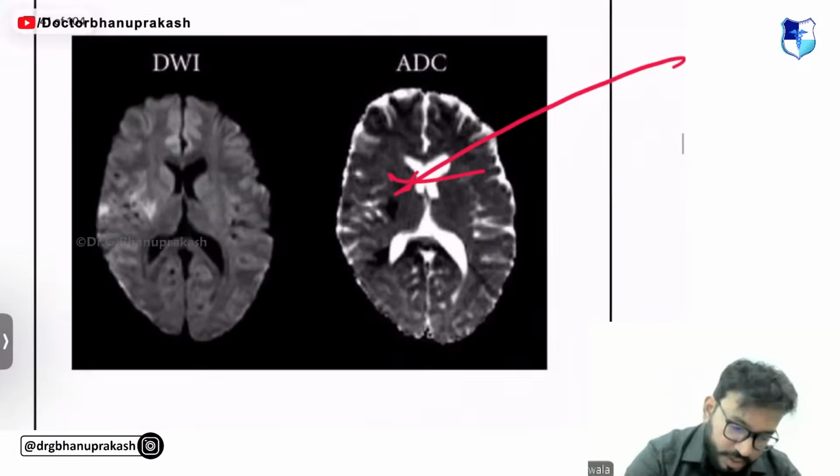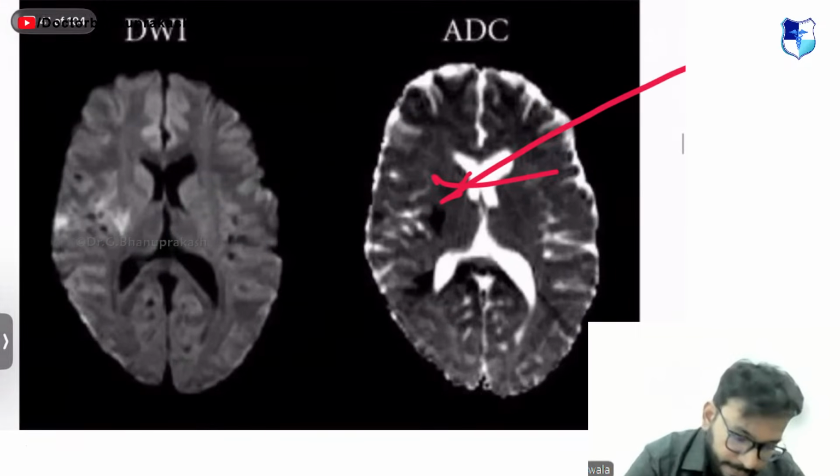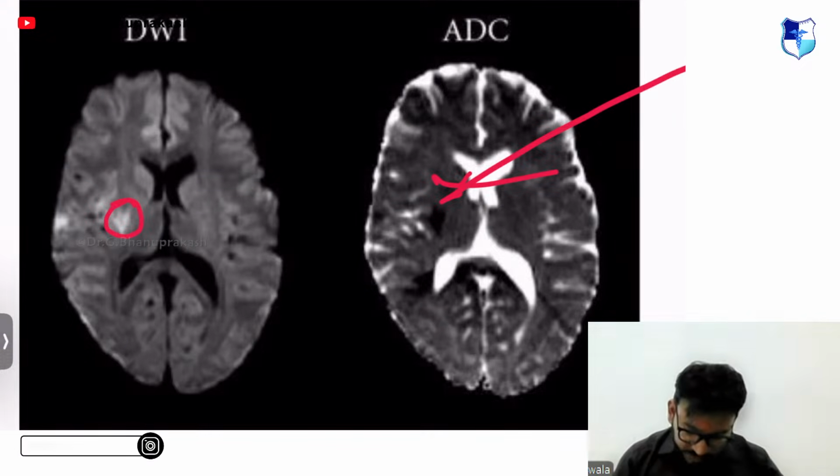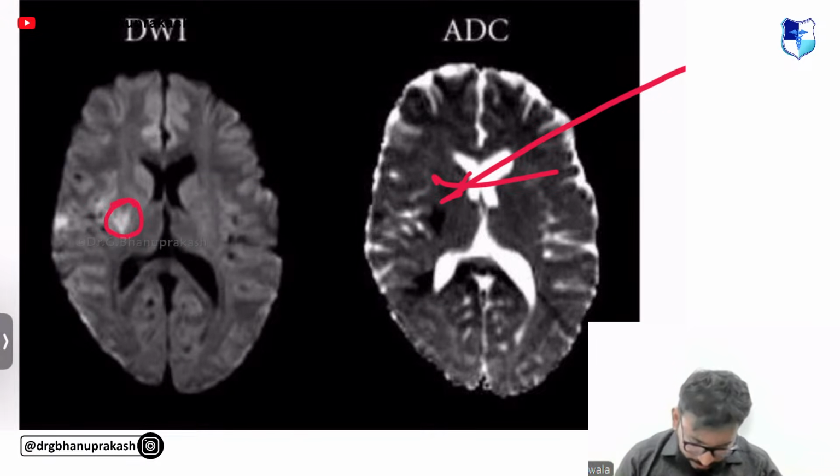Same regions. Look at this. If you don't understand, look at this. Can you appreciate this area here on DWI? Is it white? Come on, yes or no? Is this area white?